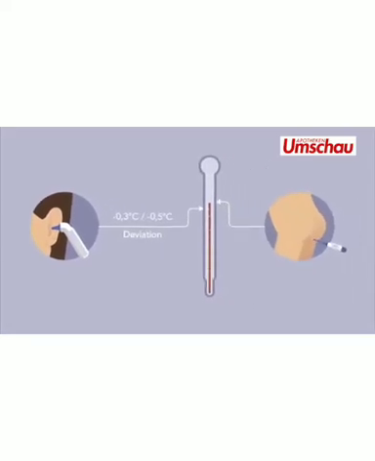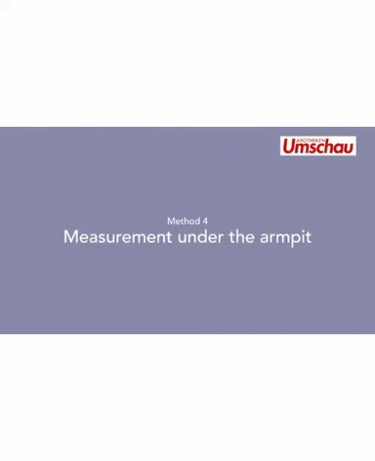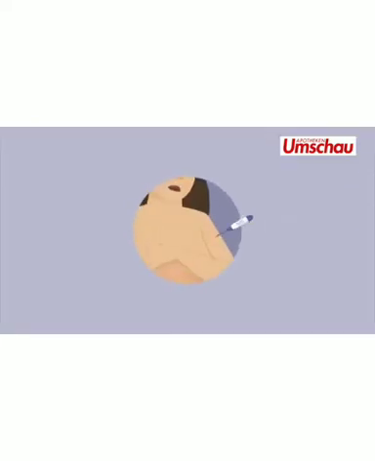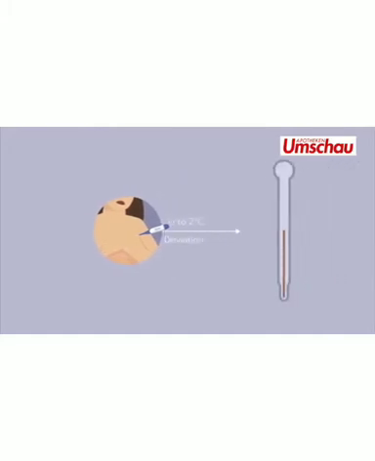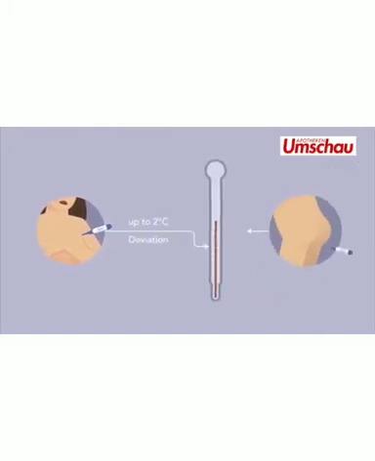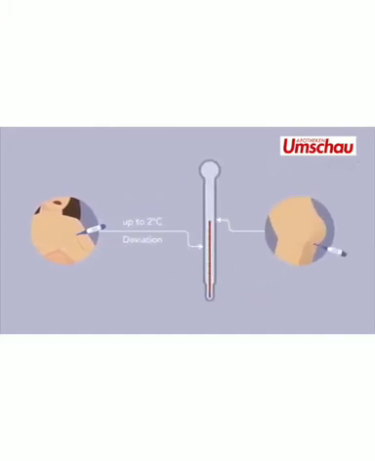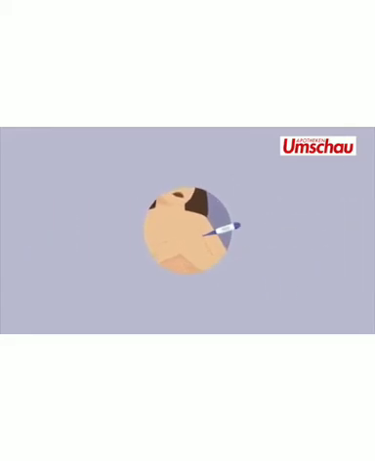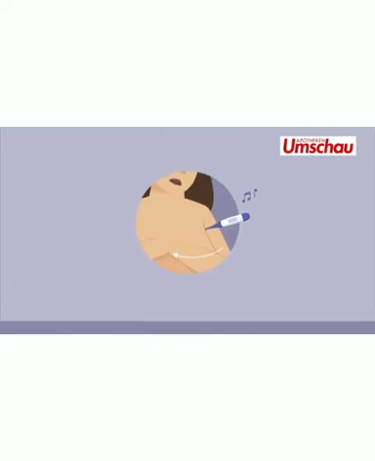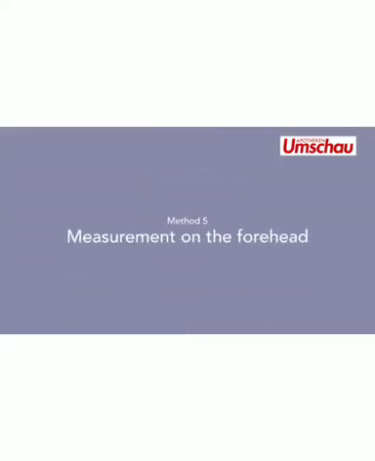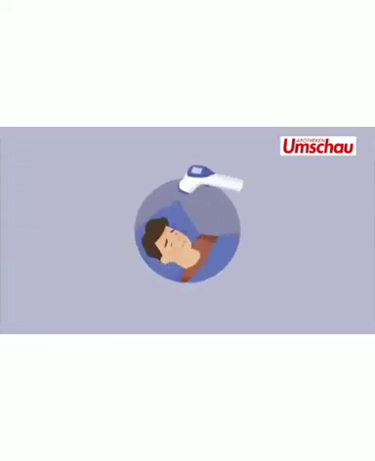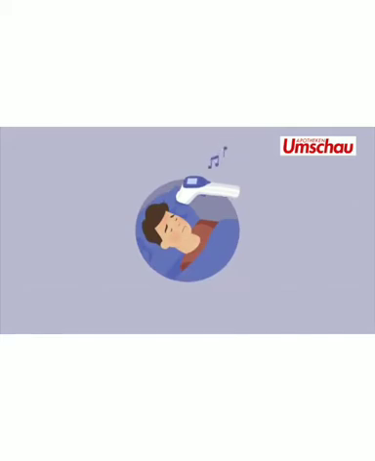The fourth way to measure your temperature is under the armpit. This is easy to do, but also relatively inaccurate. The temperature is sometimes up to 2 degrees lower than it would be with the anal measurement. It is important for you to hold the thermometer very close to your body, otherwise you won't get any meaningful results. Measuring with a forehead thermometer can be quite practical, as you can take the temperature while a child is sleeping, for example, but it is also relatively inaccurate.